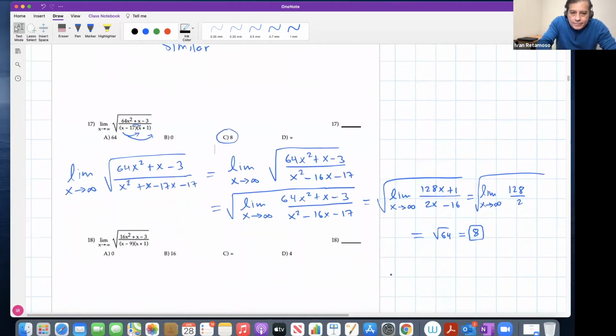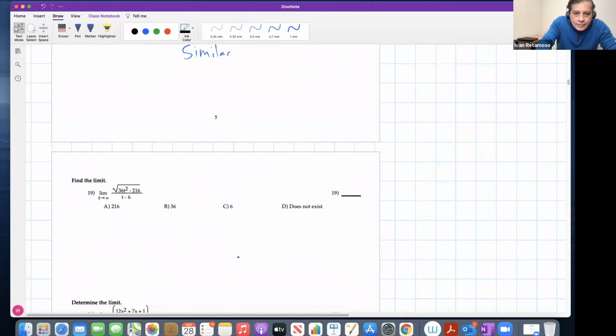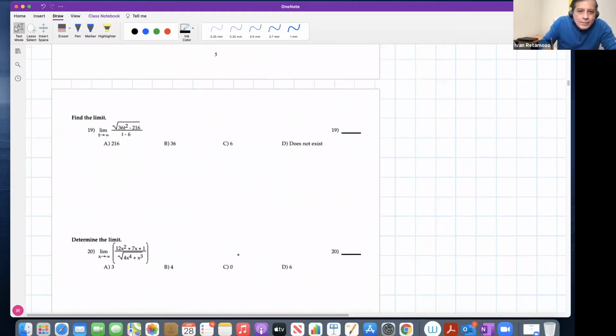Very good. Let's try a different topic. This one, I would say, is not similar because the radical is applied only to the numerator, not to the denominator, right? And I gave you these techniques, right, using the square root of x squared, square root of t squared, but they're kind of not so easy to follow. But now the good news is that we have L'Hopital's, right? We have L'Hopital's rule, so we're going to use that.